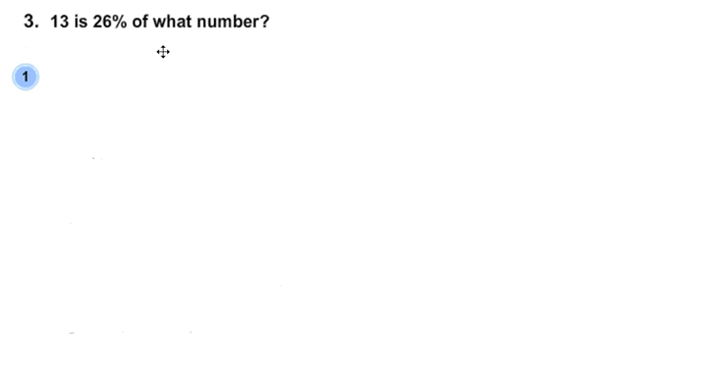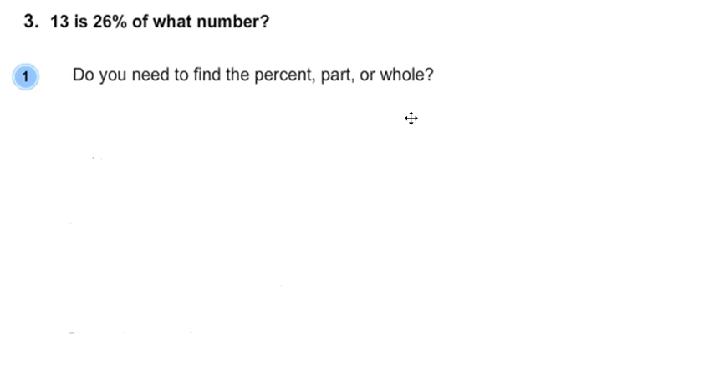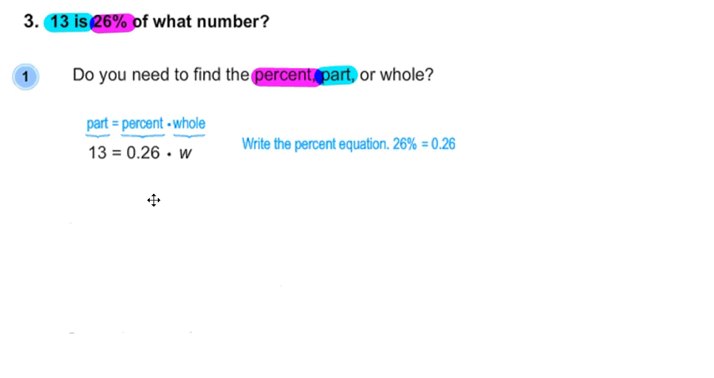Example number 3. 13 is 26% of what number? All right, so the first thing, again, we're going to decide what we need to find. Are we finding the percent, the part, or the whole? We know that 13 is right next to the word is, so that's our part. We know that 26 has the symbol of percent, so that's our percent. So we take our equation, part equals percent times whole, and substitute what we know. Part is 13, percent we turned into a decimal, so 26% is 0.26, and your whole is your W.